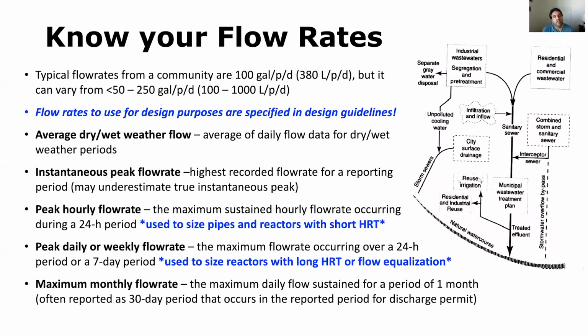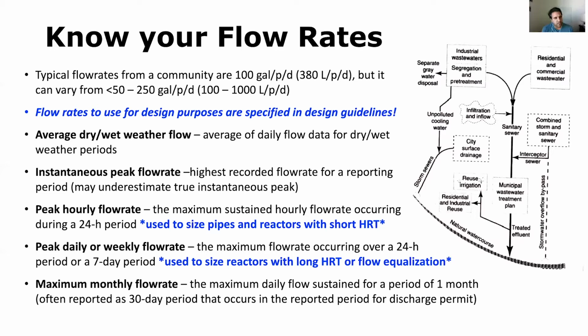So typical flow rates from a community in the United States tend to be approximately 100 gallons per person per day, which is about 380 liters per person per day. However, it can vary greatly from one city to the next. So it can be anywhere from 50 or even less than 50 gallons per person per day in some communities, to as high as 250 gallons per person per day. Flow rates that are to be used for design purposes are usually specified in design guidelines. So again, it's important to pay attention to local design guidelines and adhere to those standards when designing a system.